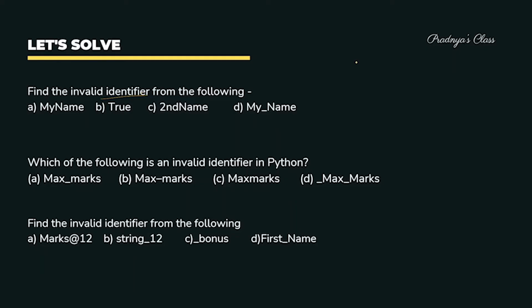So before we proceed, let's revise the rules to design an identifier. The first rule is that an identifier can have alphabets, which can be lowercase or uppercase. Numbers are also allowed, and only one special symbol is allowed, that is underscore.